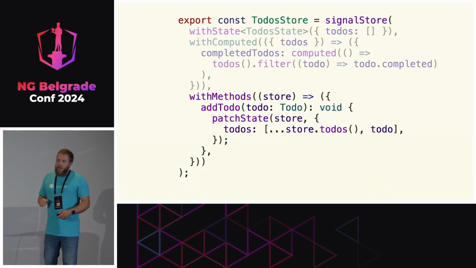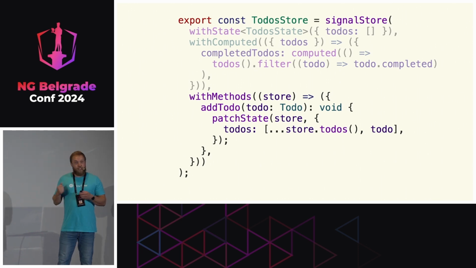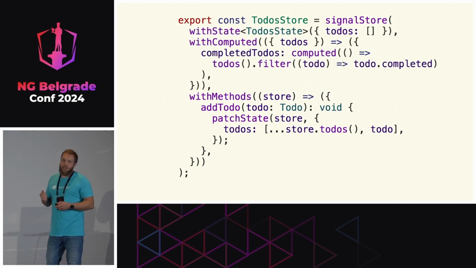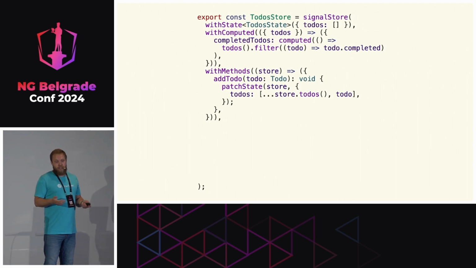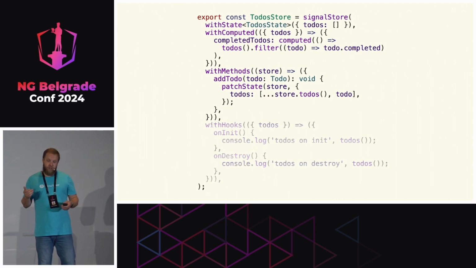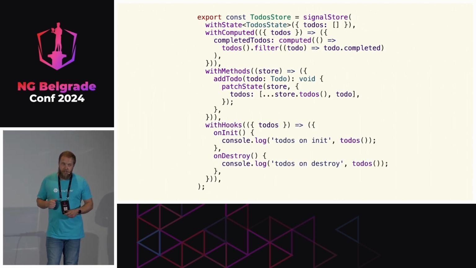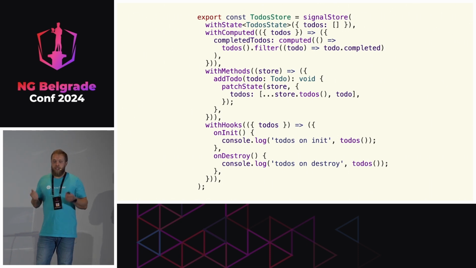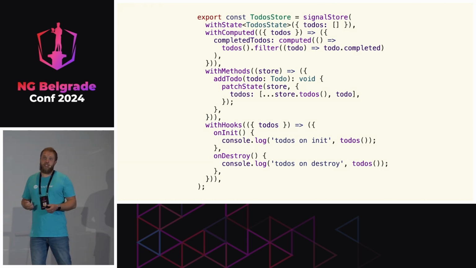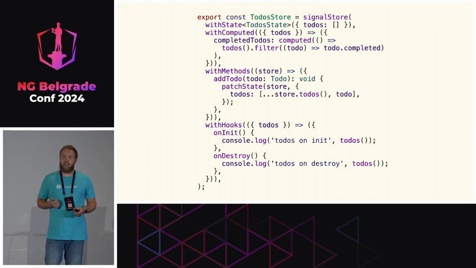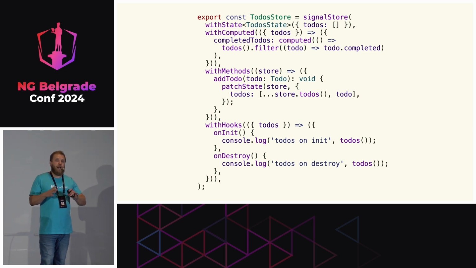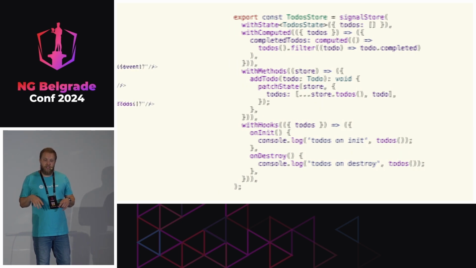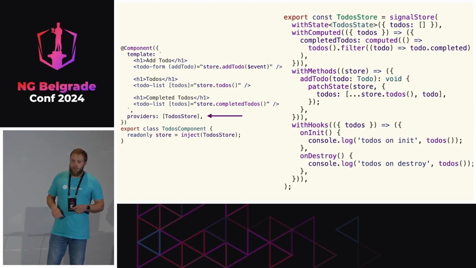Now, this is not all. There's also one more thing that we can do out of the box, and that's managing lifecycle hooks of the SignalStore. For example, we can add withHooks for the initialization and for destruction with the onInit and onDestroy. So this completes the package. These are all basic functions that SignalStore can provide.